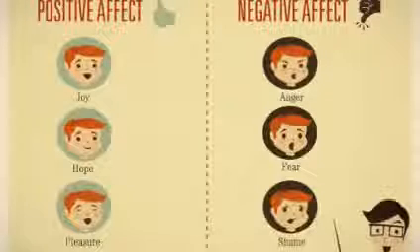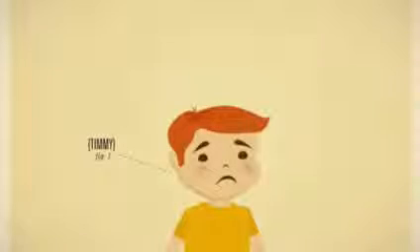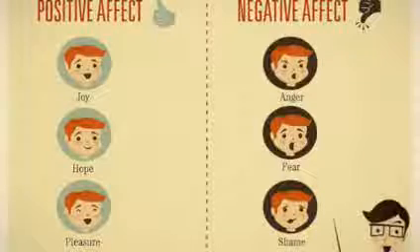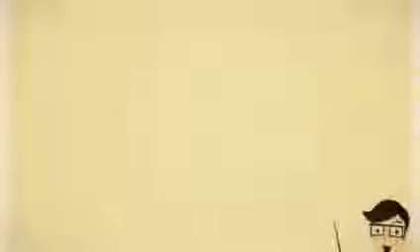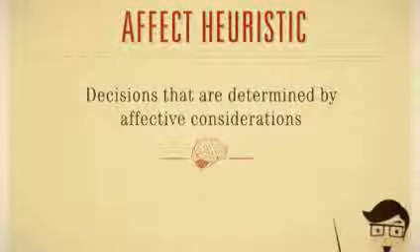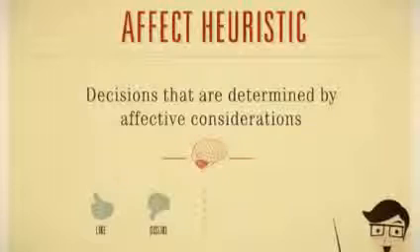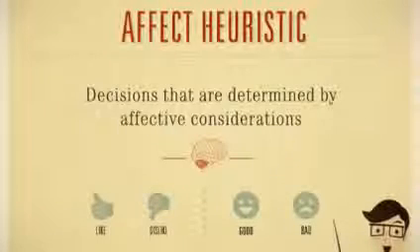And did you know advertisers often rely on the affect heuristic to predict how you might respond to an advertisement, as well as your corresponding behavior? Well, Timmy, I sense your confusion. Let me define that for you. The affect heuristic refers to decisions that are determined by affective considerations, such as our feelings of like and dislike, or good and bad. It basically works like this, Timmy.